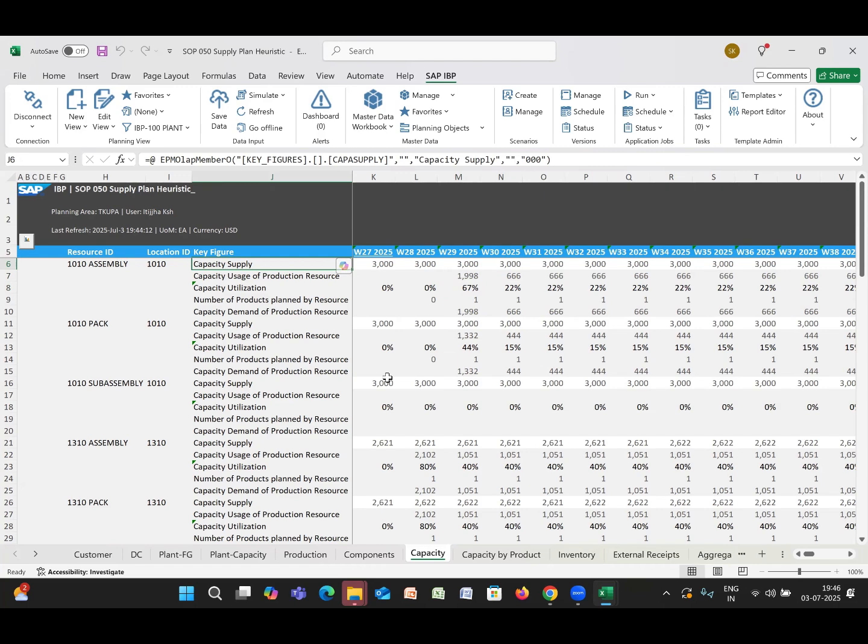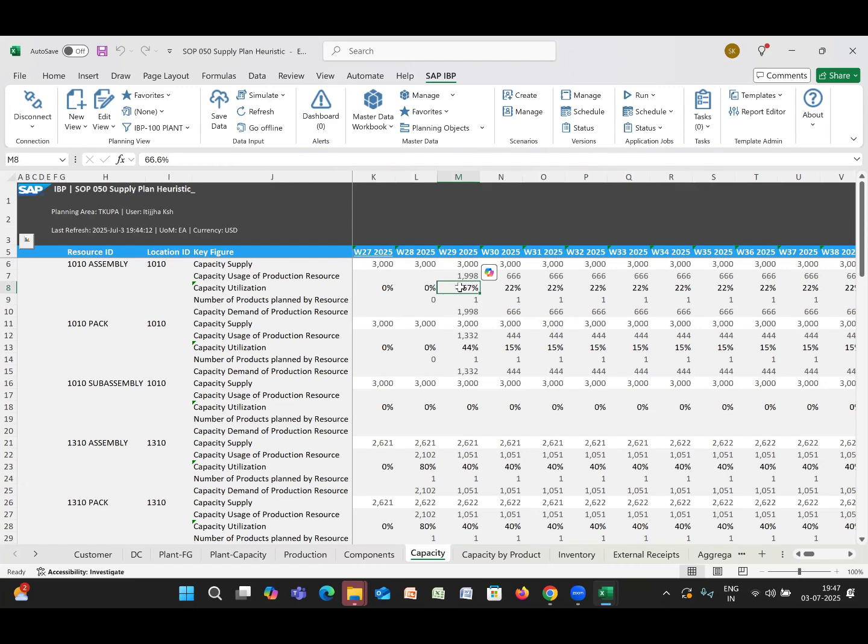Capacity supply talks about the availability of the number of hours that a machine has in a given week. This key figure has nothing to do with how much production I'm going to do. It is only about the availability of capacity in terms of hours in that given week. The next key figure is the most important, which is dependent on the production that is happening. Because we have a production receipt of 666, accordingly a capacity usage or capacity requirement is determined, which is a variable based on the quantity of FG being produced. And then the utilization is a simple ratio between the capacity usage of the production receipt upon the capacity supply. So that is 67%.